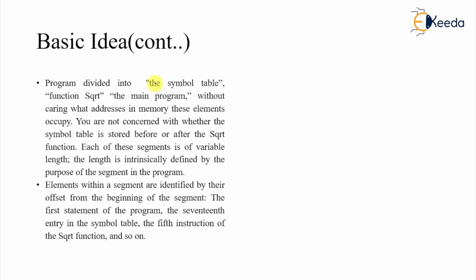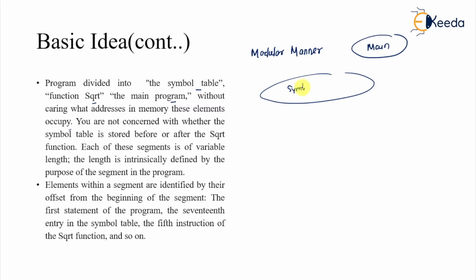The program is divided into a program symbol table, function sqrt, and main program, without knowing the addresses in memory these elements occupy. So the program is written in a modular manner. There are different parts of the program: there can be a main program, then a symbol table, then, let's say, a procedure sqrt.